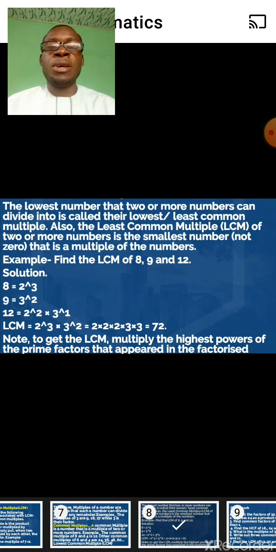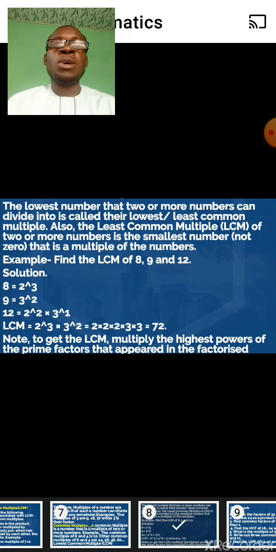Solution. When you divide 8, the number that will divide 8 is 2. If 2 divides 8, you get 4. Then 2 divides 4, you get another 2. Then 2 divides 2, you get 1. So the factors of 8 are 2, 2, and 2. That is three 2's. You now have it as 8 equals 2 raised to power 3. The sign there stands for raised to power or exponential.